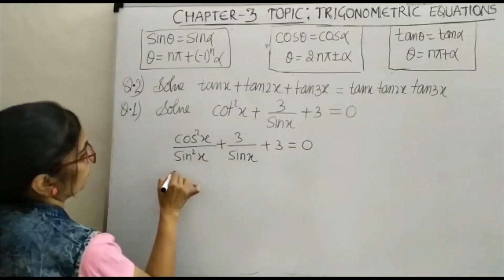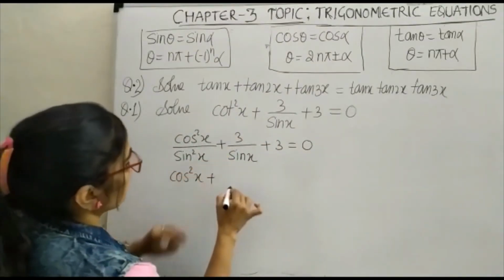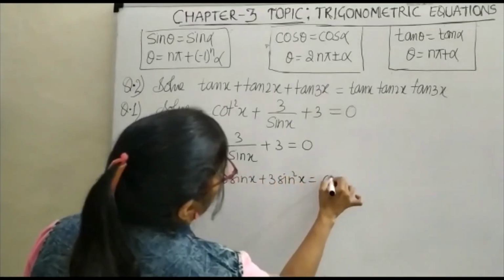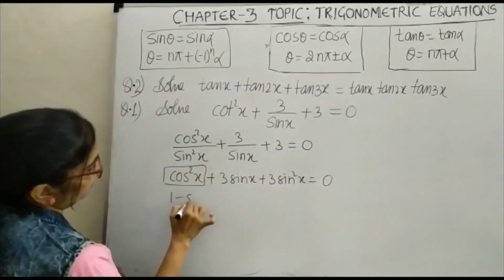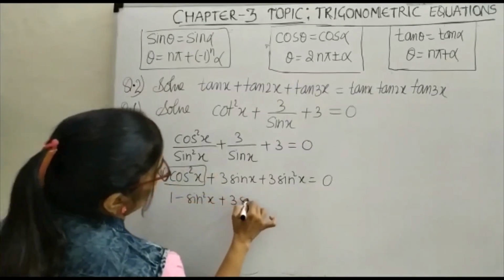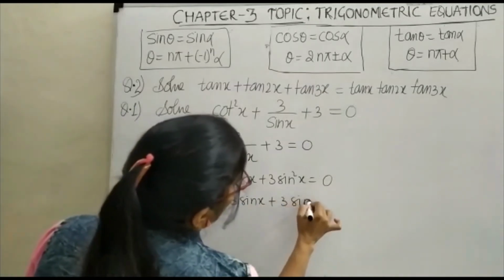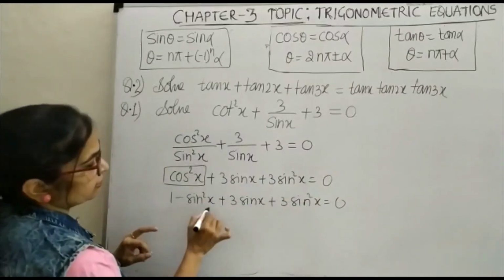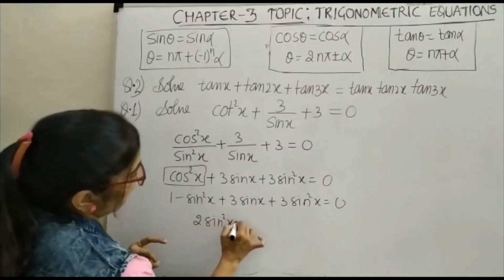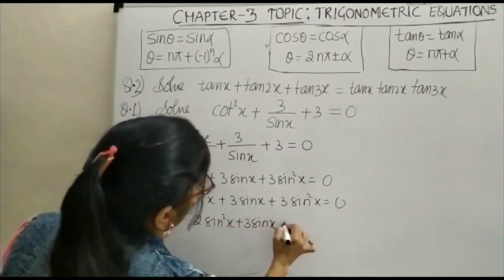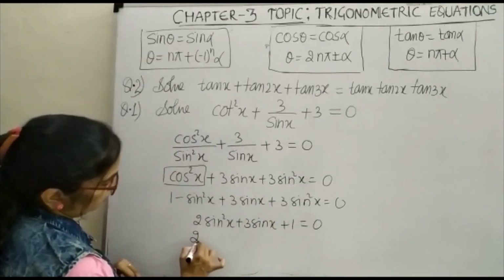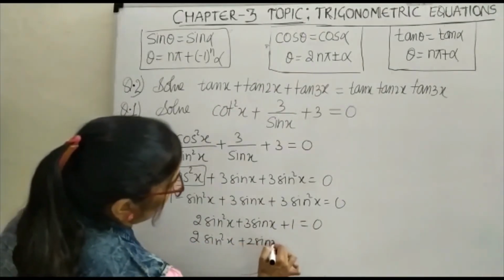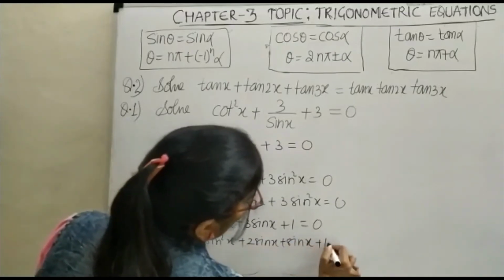इसको equation में form करिए तो ये आपका हो जाएगा cos square x plus LCM लिया 3 sin x plus 3 sin square x is equal to 0. Now this cos square x can be written as 1 minus sin square x plus 3 sin x plus 3 sin square x is equal to 0. अब आप देखिए आपका हो जाएगा 3 sin square x में से एक sin square x गया तो आपका हो जाएगा 2 sin square x plus 3 sin x plus 1 is equal to 0. Now we will just factorize it: 2 sin square x plus 2 sin x plus sin x plus 1 is equal to 0.